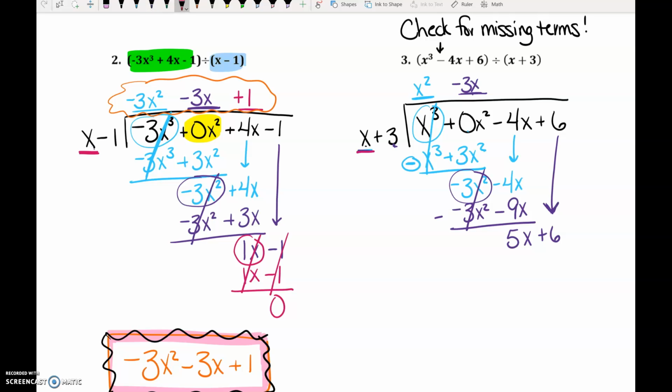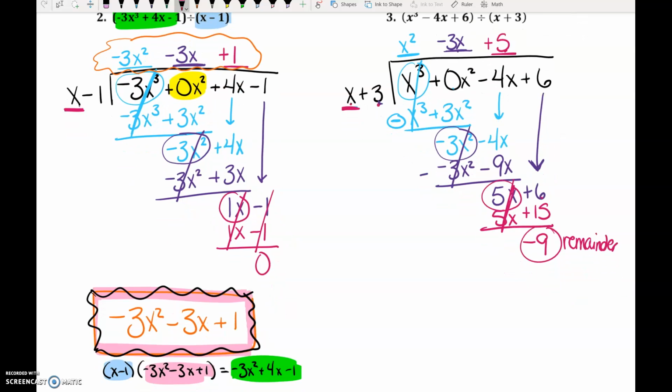Now we need to do x times what will give us 5x. Pause the video, try this on your own. Did you pause? X times 5. 5 times x is 5x. 5 times 3 is 15. Subtract. First term cancels. 6 minus 15 is negative 9. There's nothing else to pull down, so this is our remainder.